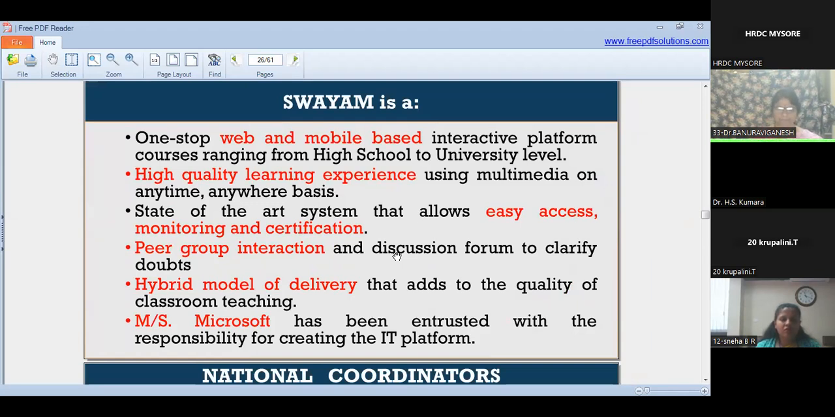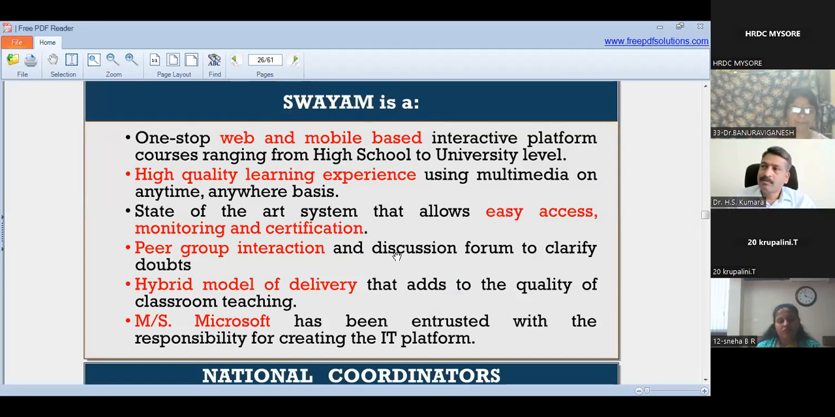Each course has devised peer group interactions. Then also, the hybrid model of delivery adds to the quality of classroom teaching. This is an additional component that was added. Then for the entire country, Microsoft is managing the Swayam platform.